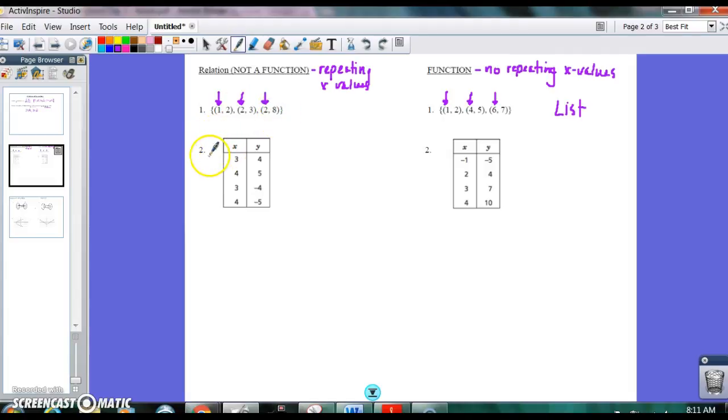Let's look at example number 2. Now this is another way to represent your data. This is using a table.